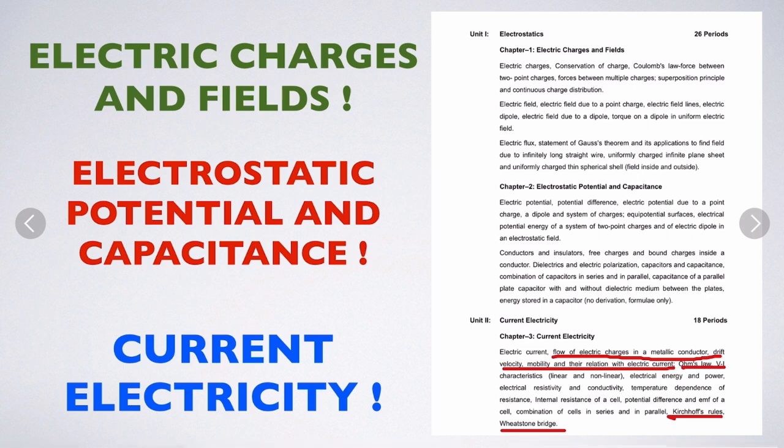Then internal resistance of a cell, potential difference and EMF of a cell. Already I told you about combination of cells in series and cells in parallel. So these are the things which you have to mainly concentrate on in the third chapter.